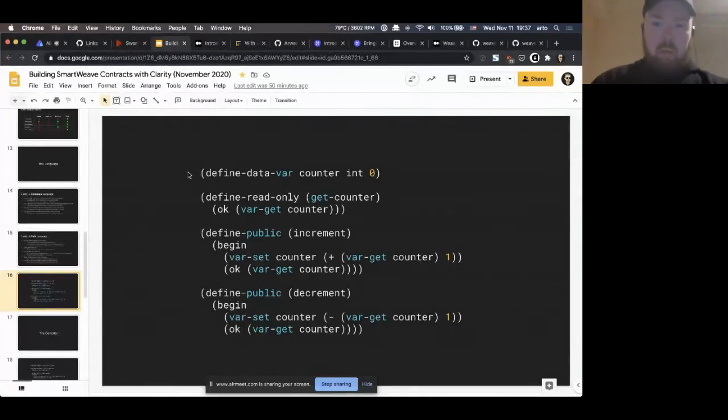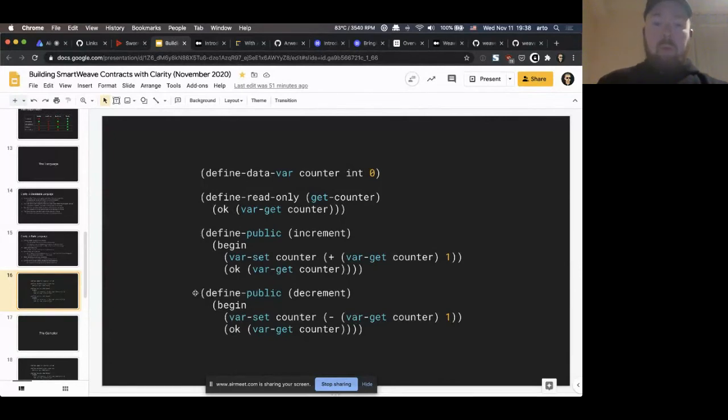So here we are declaring a persistent data variable called counter. Its type is integer and its initial value is 0. Then we are defining 3 public functions, so 3 functions which can be used from outside of the contract, exported functions, if you will. We are defining a read-only function. This function can never affect the contract state, and it's good that you have this possibility to restrict that. And this getCounter function will access this persistent variable and return its value, wrapped in an OK, which is going to construct a response type which isn't an error.